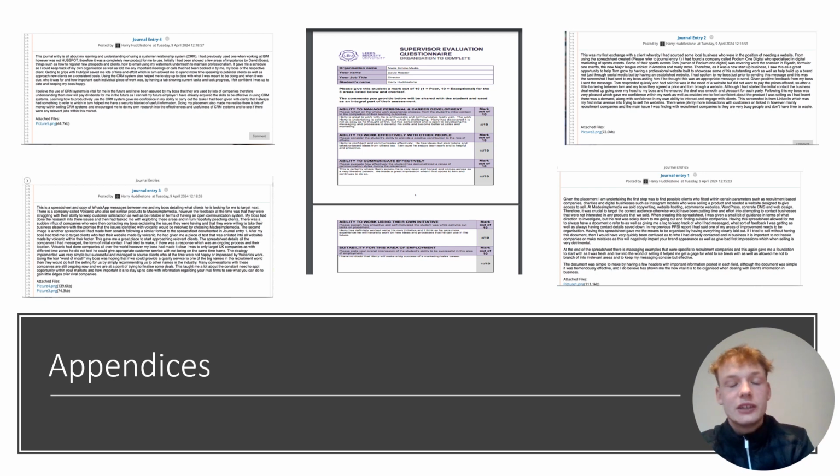This slide entails my journal entries as well as my supervisor evaluation questionnaire. There are 4 journal entries I have completed, ranging from my use of a CRM system to message drafts I use to speak to people on LinkedIn. Copies of spreadsheets I created to keep a record of who I had been in contact with and who I needed to further message with.